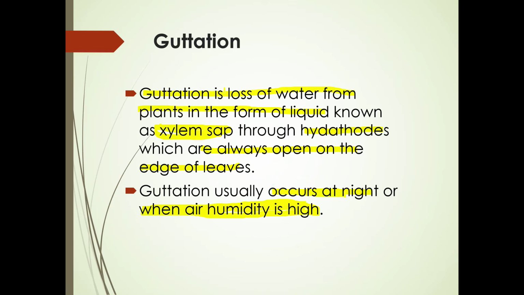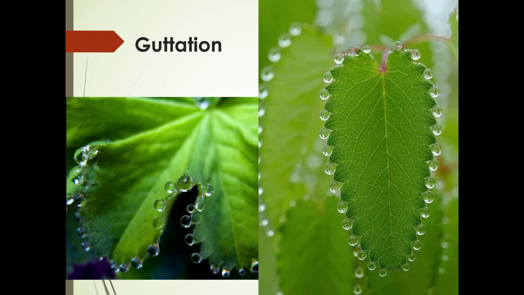So this one you have to know, it is a form of liquid known as xylem sap, released through the hydathodes, and they are always open at the edge of the leaf. We will see the picture later of how guttation happens. It occurs at night, when the air humidity is high, meaning the temperature of the surrounding is low. So this is guttation.